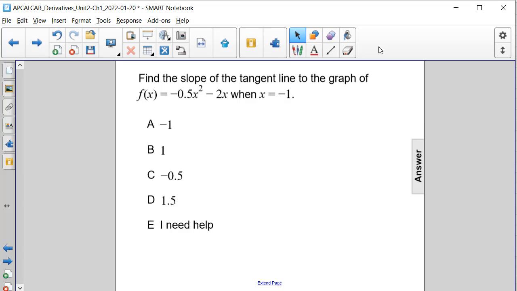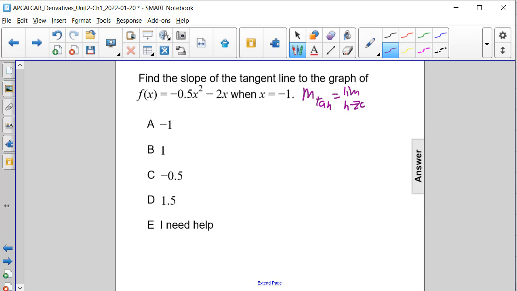Find the slope of the tangent line to the graph of f of x is equal to -5/10 times x squared minus 2x when x is equal to -1. Well, we know that in order to find the slope of our tangent line, we have to find the limit of the difference quotient as h approaches 0. And our difference quotient is f of x plus h minus f of x all divided by h.